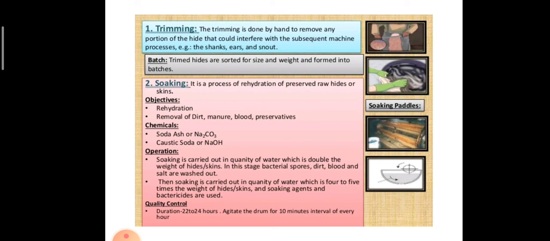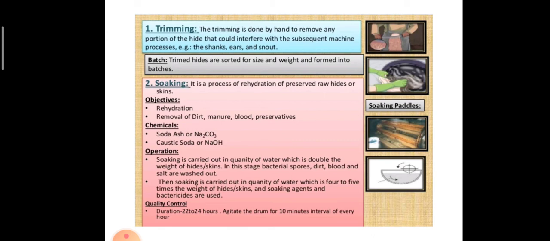Generally, at home, before we wash our dresses, we soak them in a bucket using water and detergent or soap. We soak for around 3 to 4 hours. The main purpose is to remove the dirt very easily. So here also the main objectives are rehydration and removal of dirt, manure, blood and preservatives.